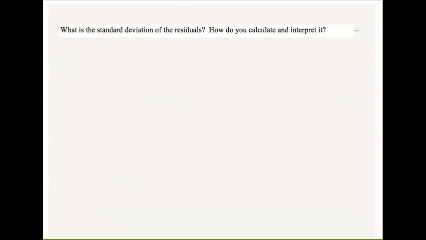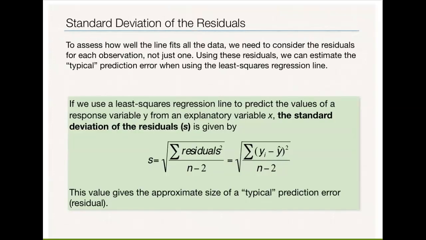So what is the standard deviation of the residuals? How do you calculate it and interpret it? We have this value called the standard deviation of the residuals. And the way it works, if we use a least squares regression line to predict the values of a response variable y from an explanatory variable x, the standard deviation of the residuals, which we generally call S, is given by this calculation. It's the square root of the sum of all the residuals squared divided by the number of data minus 2.